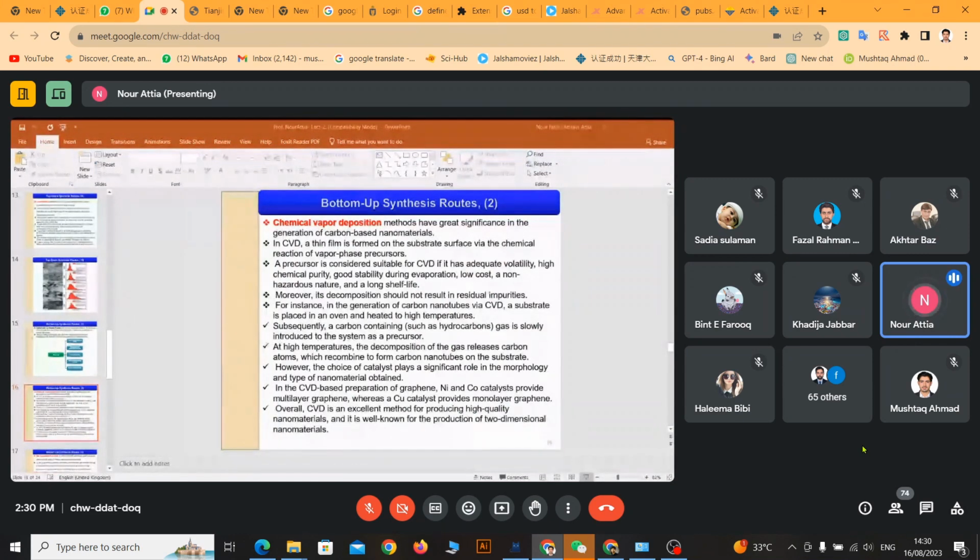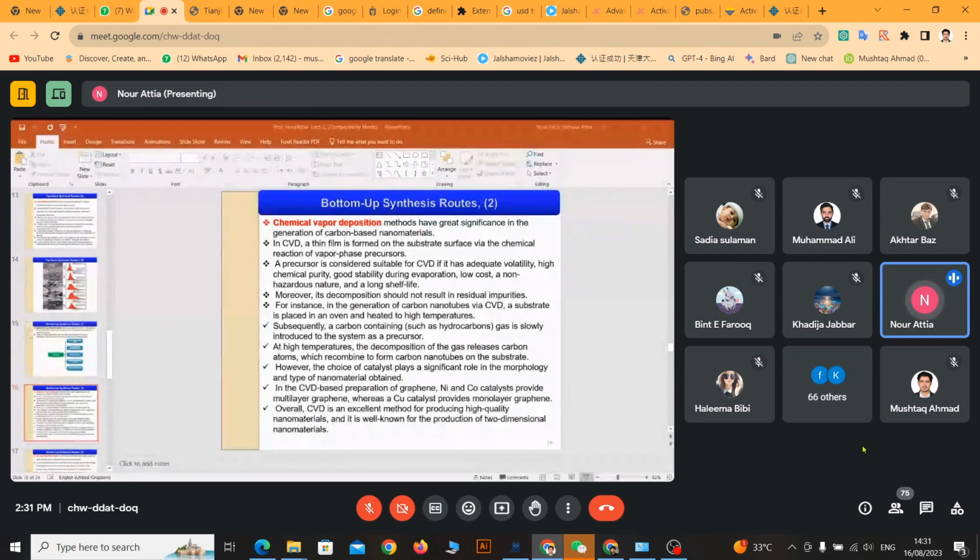Does anybody know about the tube furnace? Tube furnace. Okay. CVD is similar to a tube furnace, which is a cylindrical tube inside the furnace, and you just heat or carbonize the material at high temperature. Same, but here you make decomposition of the gas.